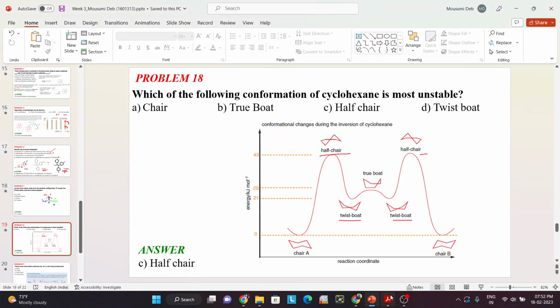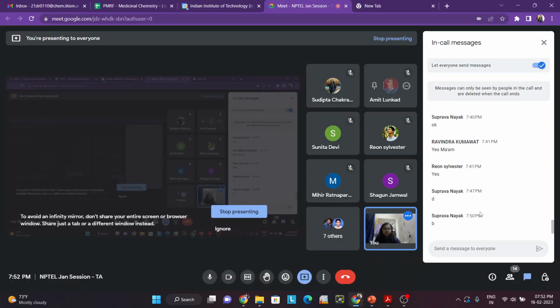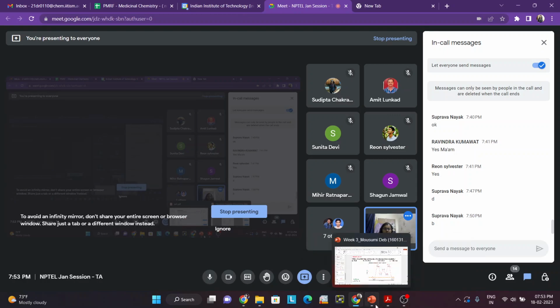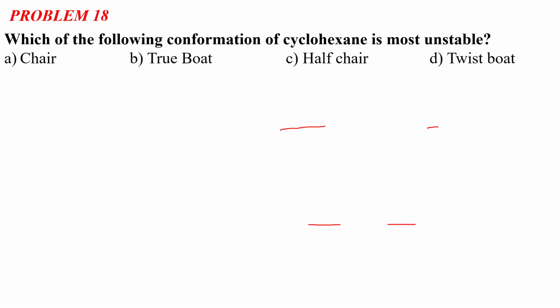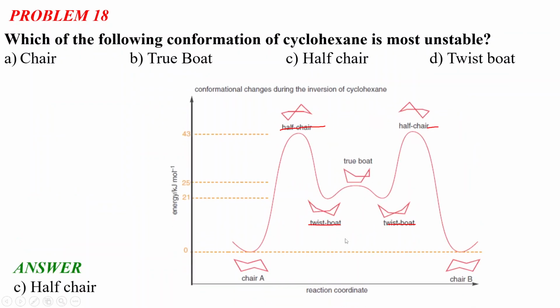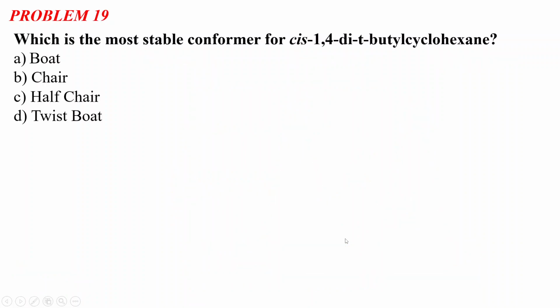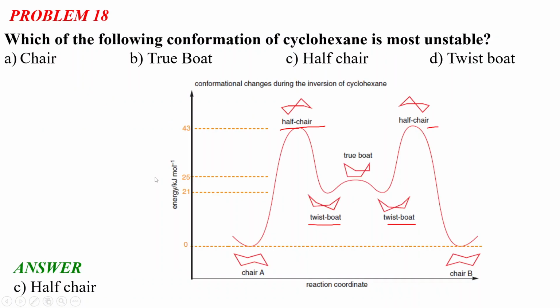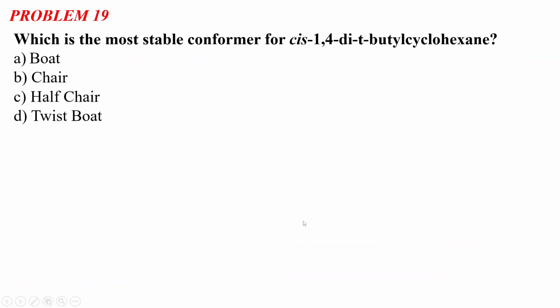Here you have two substituents, so you have to take care of the substituents also. Anyway, I will show you. The correct answer for this is C, twist boat. Now you may think that in the previous discussion I said the chair is most stable, then the twist boat. But in this case the twist boat is the most stable.